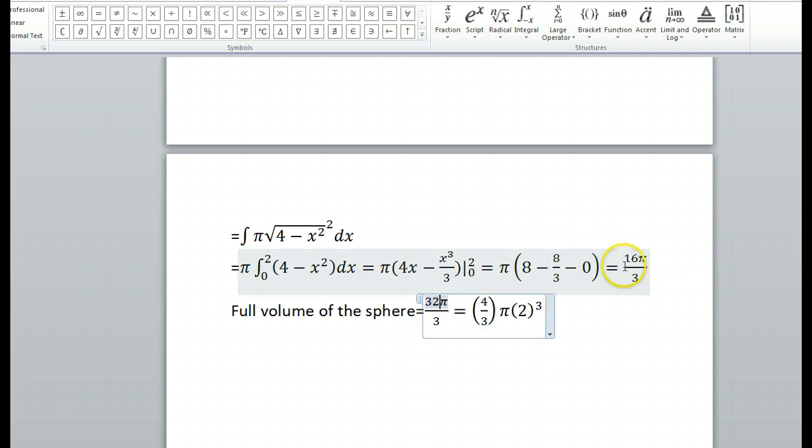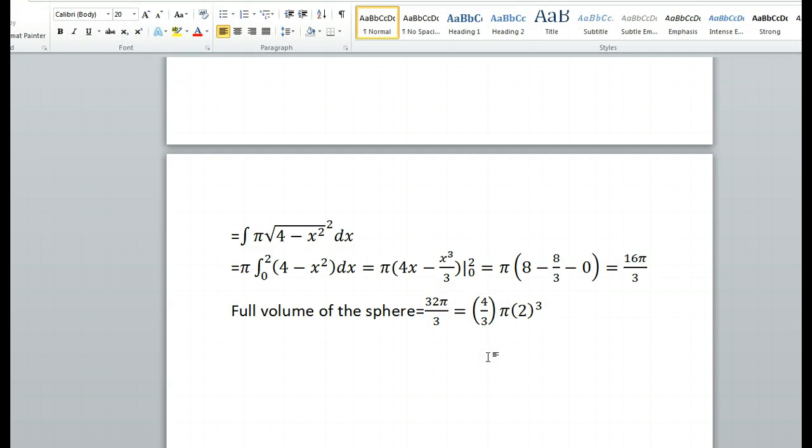So it's really kind of cool, because you managed to prove, probably for the first time in your life, the equation for the volume of a sphere.